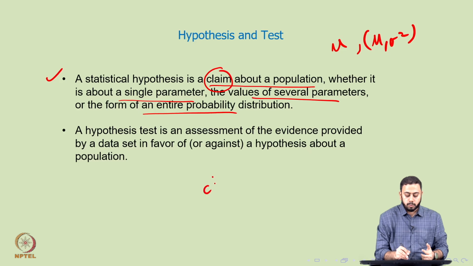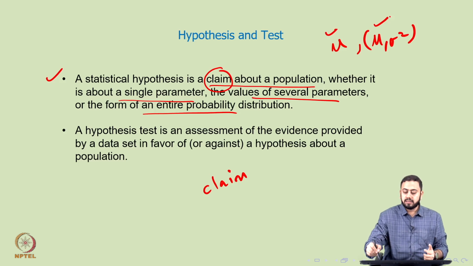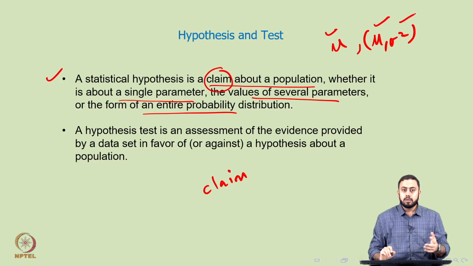So the moment you create a claim about a population parameter or a distribution, we have to somehow test it out. Okay, so a claim is just an assumption. Now again, the idea stems down to assuming that the population is unknown. So all these quantities, let's say mu, sigma square, etc., are unknown. So the moment you claim something about the parameters or the general population, you have to test it out. And this testing procedure is called a hypothesis test. So a hypothesis test is an assessment of the evidence provided by a data set in favor of or against a hypothesis about a population.